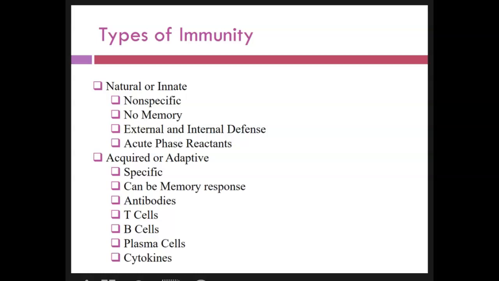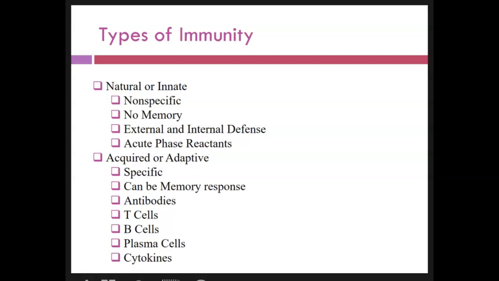We're going to start this lecture by reviewing the types of immunity. Remember, there are the natural or innate, that's the same thing, and then adaptive. Within the natural or innate immunity, remember it is nonspecific. There is no memory involved. It includes both external and internal defense systems and acute phase reactants. Within the adaptive immune system, it is specific. It can be a memory response. It involves antibodies, T cells, B cells, plasma cells, and cytokines.